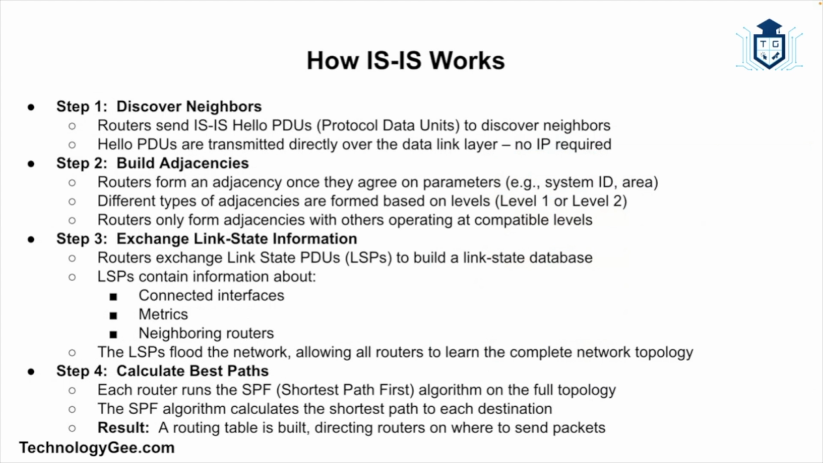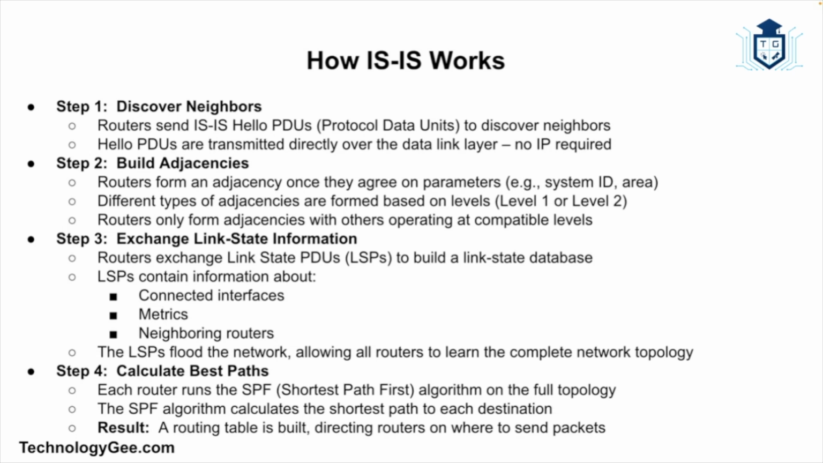All right, so let's talk about how ISIS actually works. So here's a step-by-step breakdown of how this whole thing goes. Step 1 is it's going to discover neighbors. Routers send out these things called hello packets, and they're called ISIS hello PDUs, or protocol data units, to discover neighbors on each link. And these PDUs are sent directly over the data link layer, so there is no IP that's required.